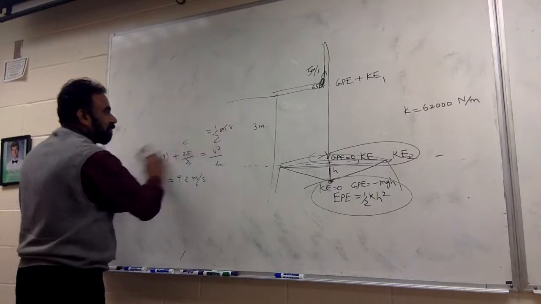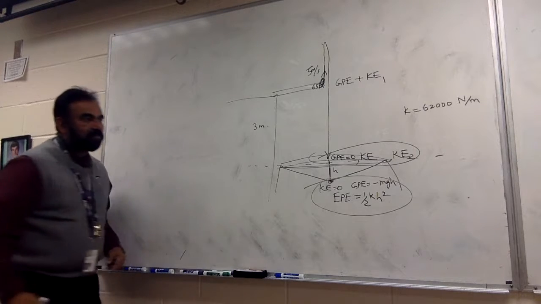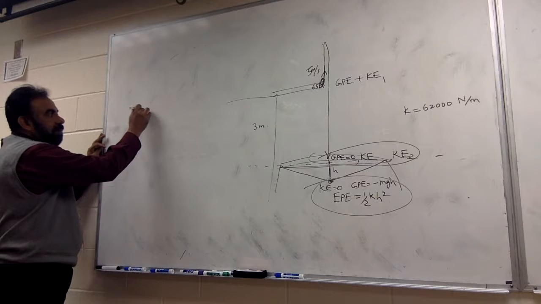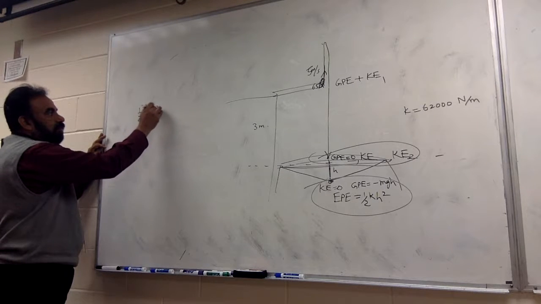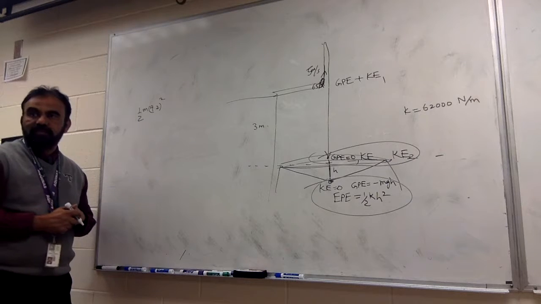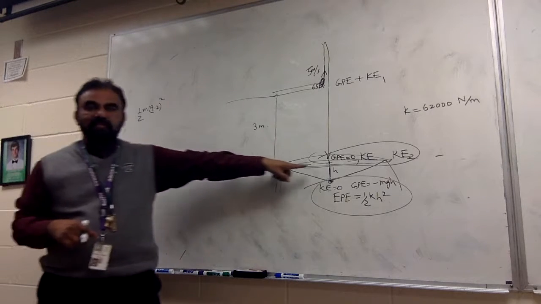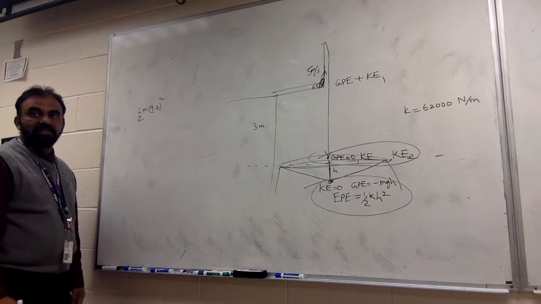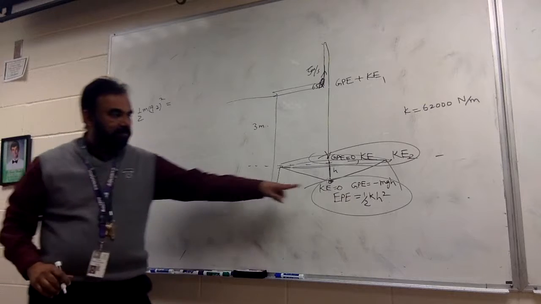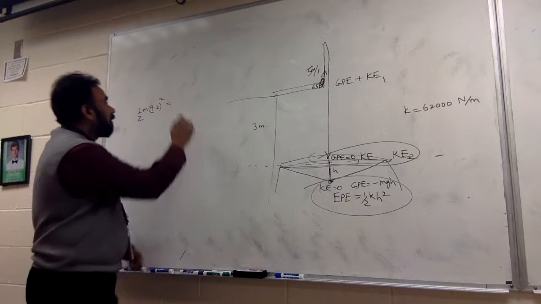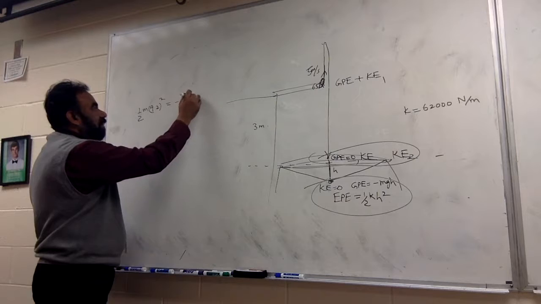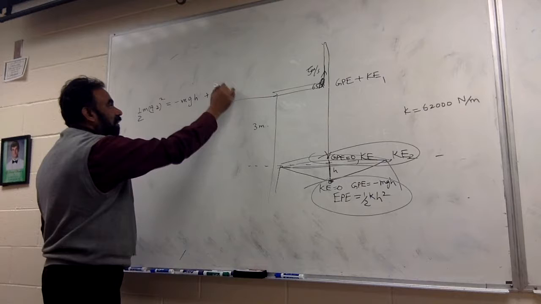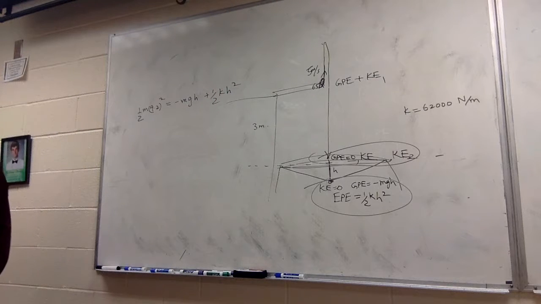So let's do it. GP is 0, I'm not concerned about it. Half m 9.2 squared, right? That's the kinetic energy right there. Nothing else. It has nothing else there. Should be equal to no kinetic energy, but then minus mg times h and half kh squared. This is the real thing.